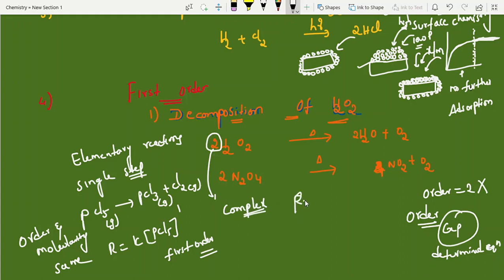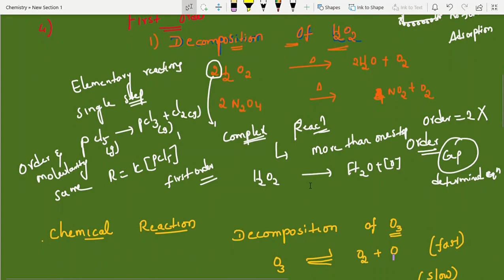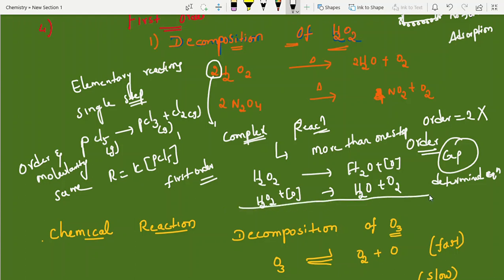A complex reaction is one that follows more than one step. Clear? So in the first step, what happens, students? H2O2 decomposes to H2O plus nascent oxygen. This nascent oxygen is a reaction intermediate. Whenever a reaction intermediate is there, its lifetime is very short and its reactivity is very high. Then one more mole of H2O2 reacts with the nascent oxygen, and finally you get water and oxygen. If you balance this reaction, the intermediates get cancelled.